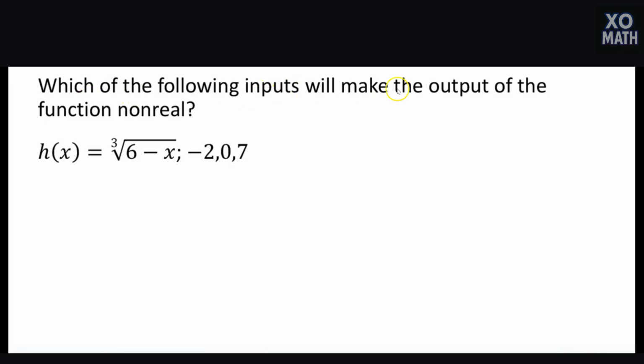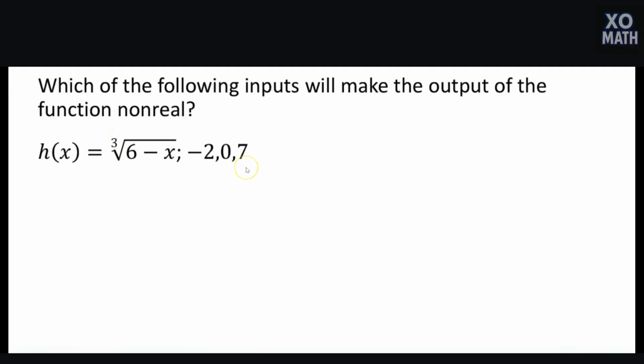Again, which of the following inputs will make the output of the function non-real? This time, the function h of x is the cube root of 6 minus x. Well, here, we're actually not going to have a problem with any input. Because this is an odd root function, I can substitute in any value because it's okay to have a positive or a negative underneath an odd root.